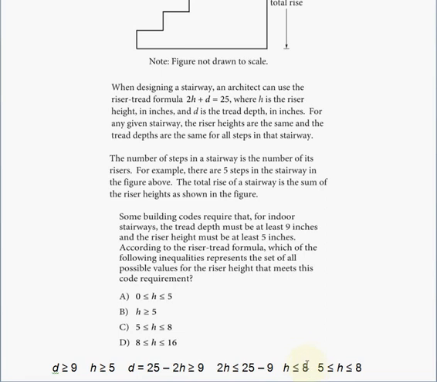There you go, because you now have two boundary points for h, the height. You have the least value and you have the greatest value. So you have the least value as 5 and the greatest value as 8. And where do you see that? You can combine this in one step to show 5 is less than or equal to h is less than or equal to 8. Okay, and this is answer choice C.